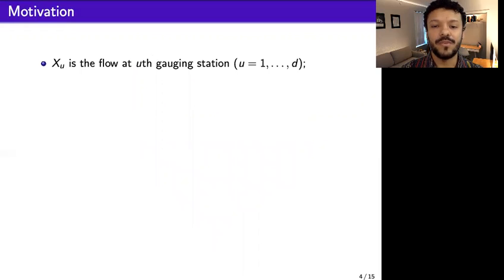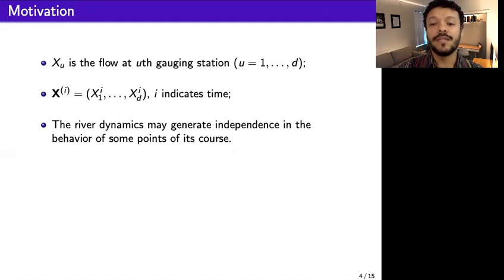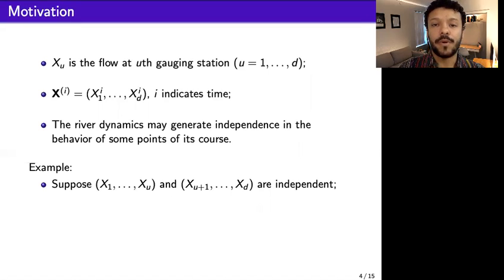So let us call X_u the flow that is measured at station u, and here we are considering that there are d stations along the course of the river. And these stations form this d-dimensional X vector, which is indexed by i, where i indicates the time at which these measurements were taken. So the river dynamics may generate independence in the behavior of some points of its course. Say, for example, that there is a point u in the course of the river such that all the measurements taken before this point are independent of those taken after this point.